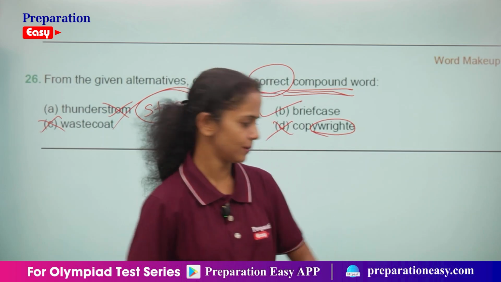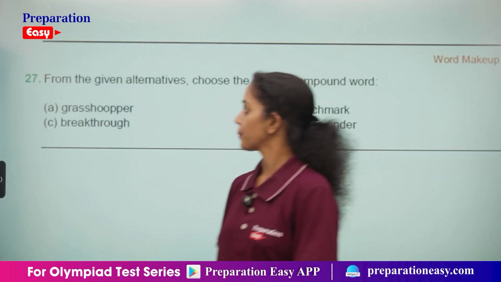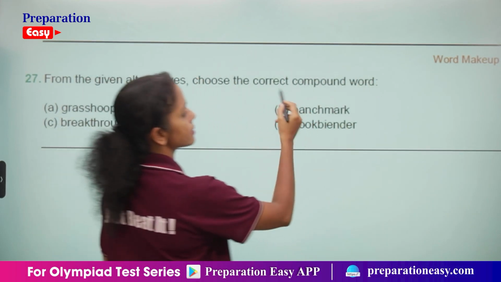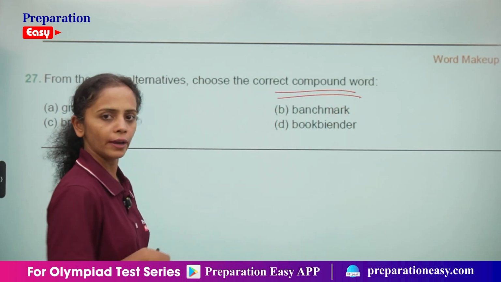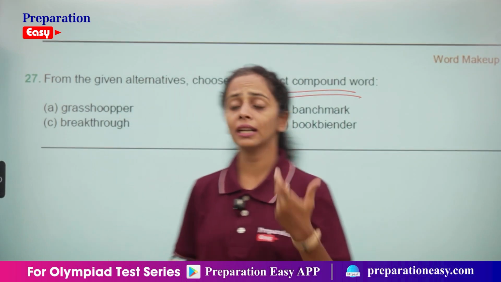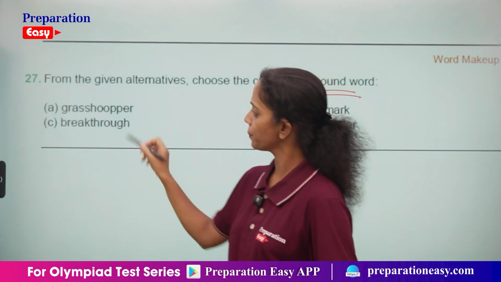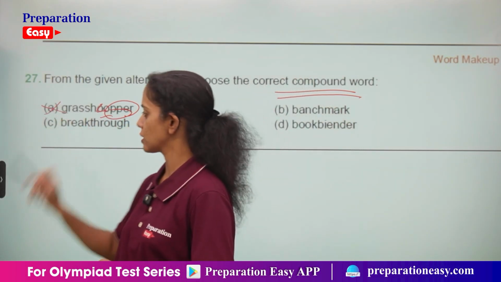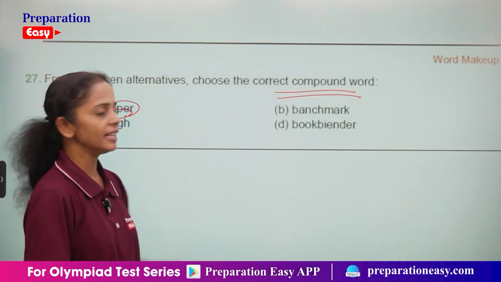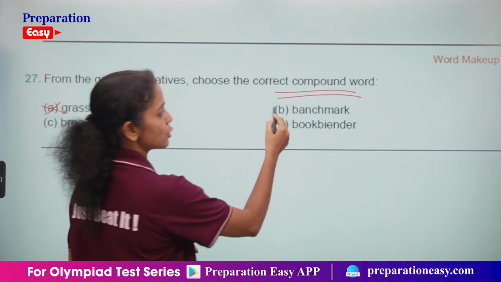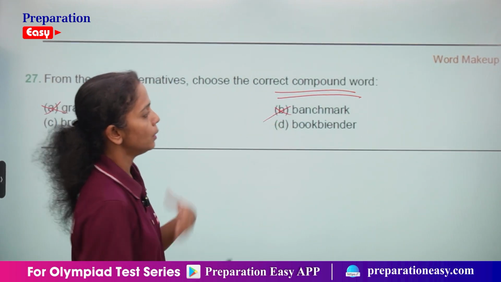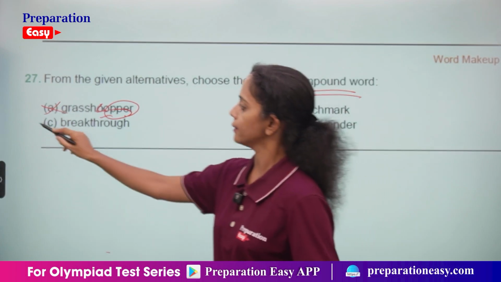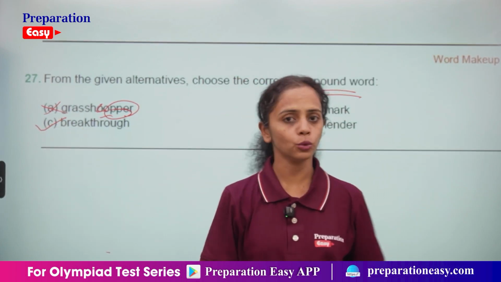It's a briefcase. Next, again find the keyword. The keyword again over here is compound word. Fine. Compound word, check out with the correct spellings. Grasshopper, hopper, H-O-O-O. No, this is the wrong spelling. B section, benchmark, it's benchmark. B-E-N comes over there. Blinder, it's B-L-E-N. It's also wrong. So, this is the right word, breakthrough.